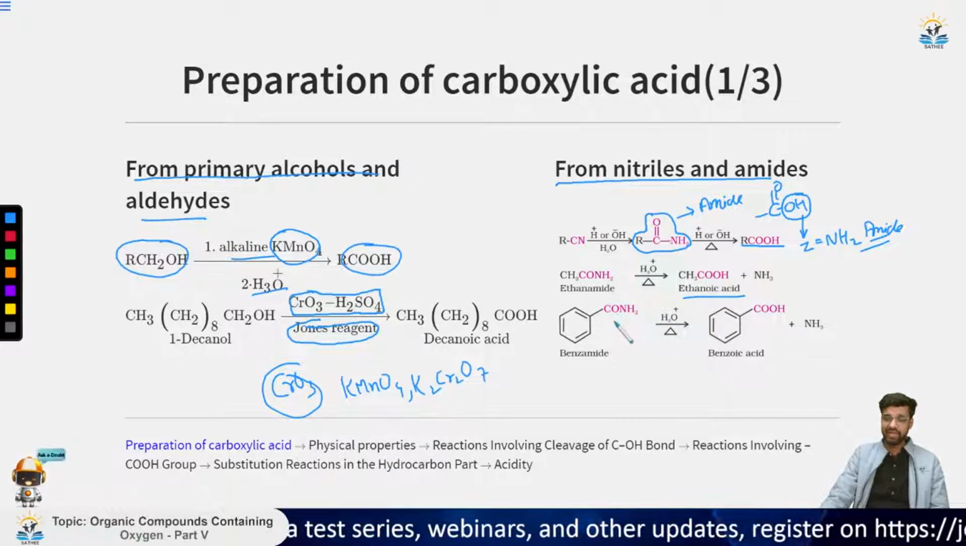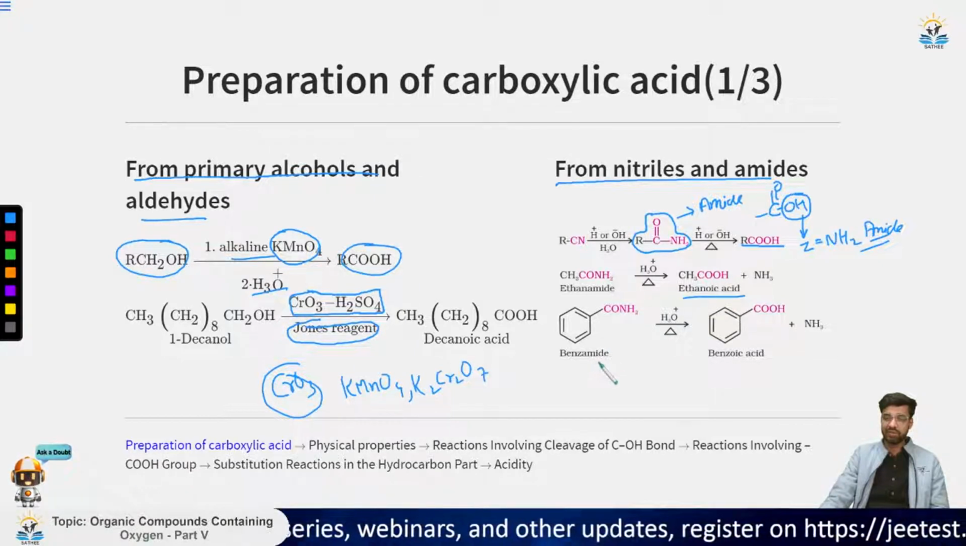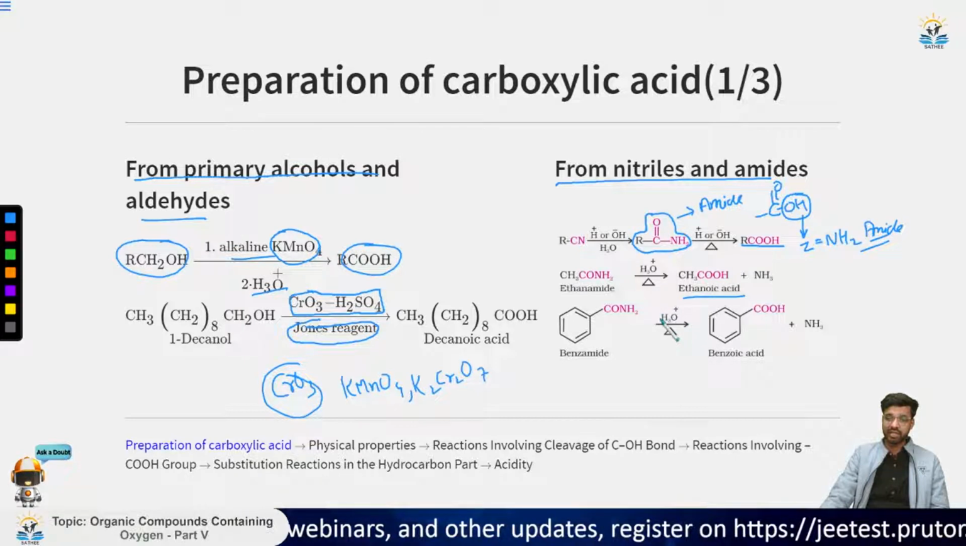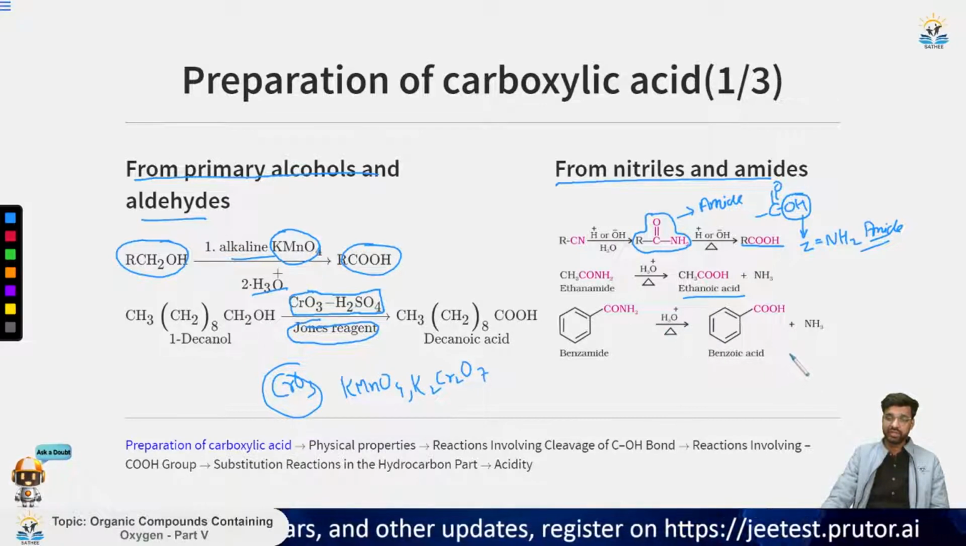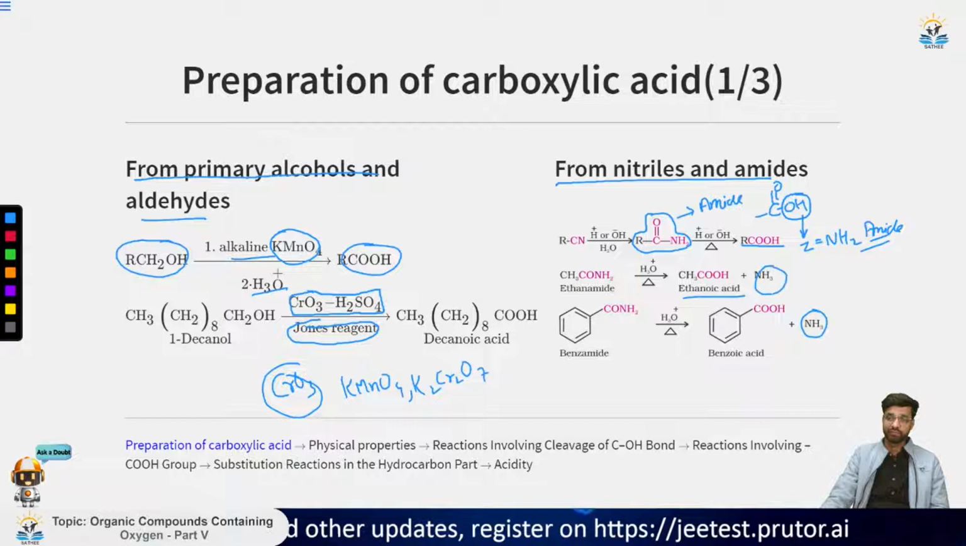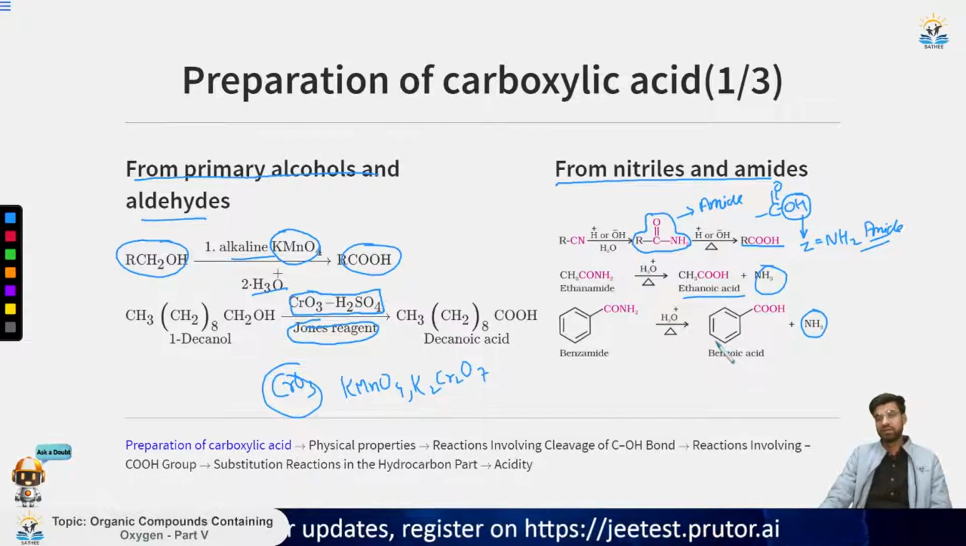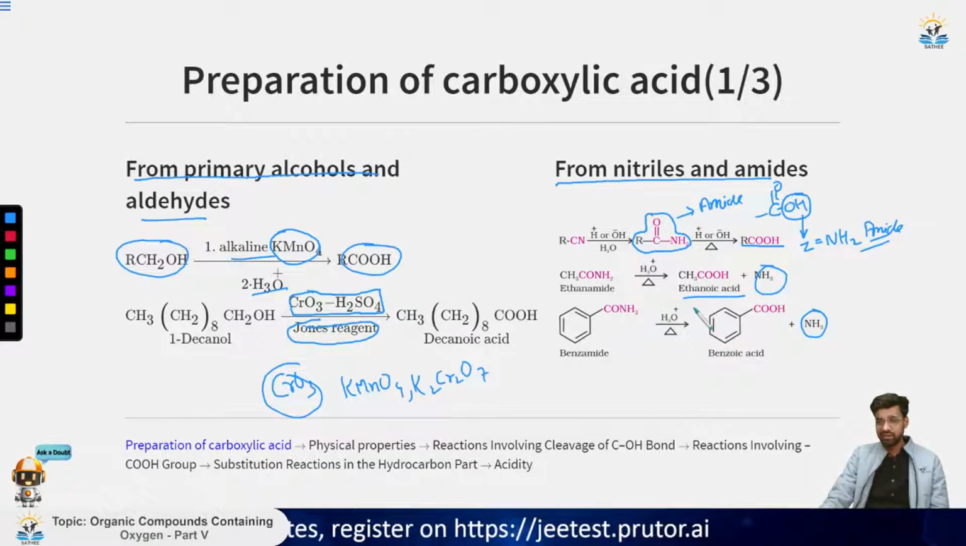Also, if I have a benzylic amide like this, which is a benzamide, we can apply the same process to get our benzoic acid plus ammonia gas. So if you are doing it using an amide, you can get the ammonia gas also, because this NH2 is released.